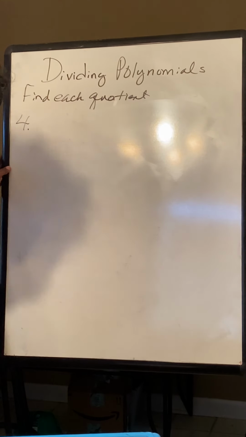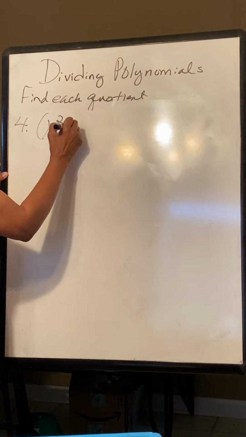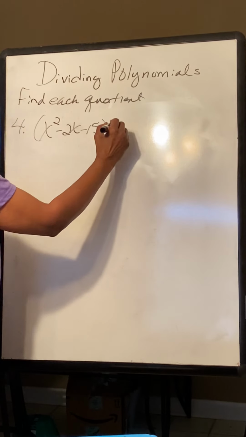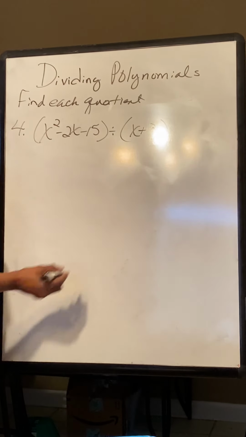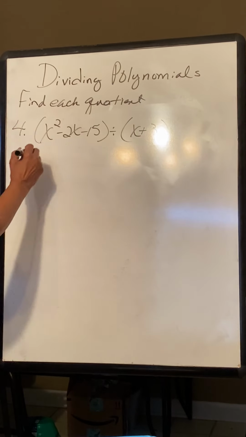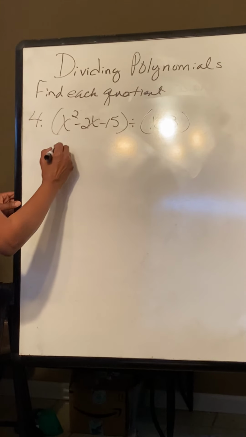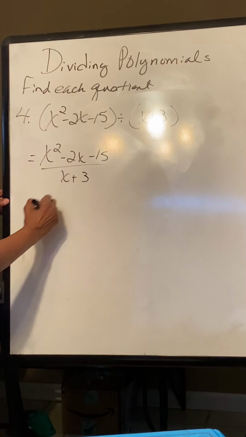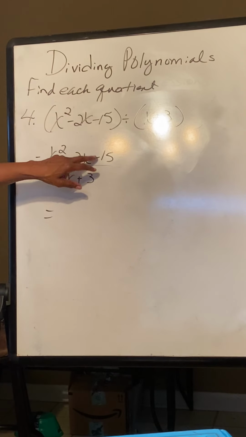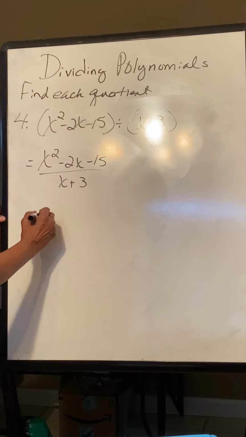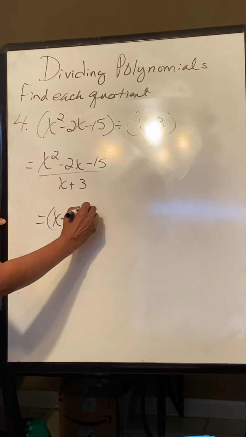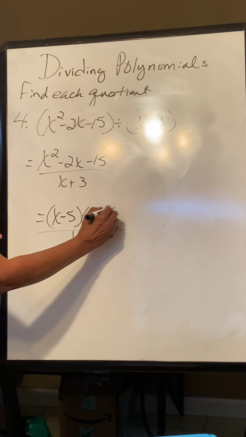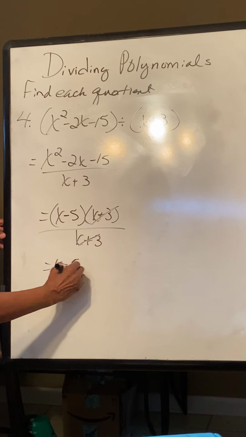Example 4. X squared minus 2x minus 15, and I'm dividing it by the binomial x plus 3. Well, this can be factored, so I could, if I want to, factor that numerator. I need 2 numbers I can multiply and get a negative 15, combine and get a negative 2. So that would be a negative 5 and a positive 3. And I can cancel out the x plus 3's. That gives me an answer of x minus 5.